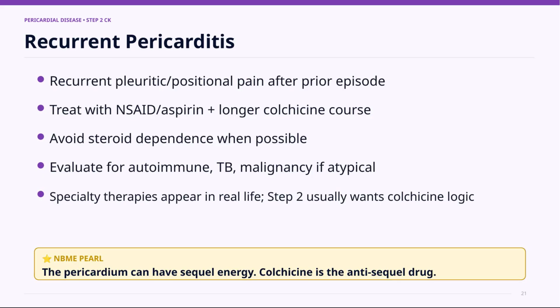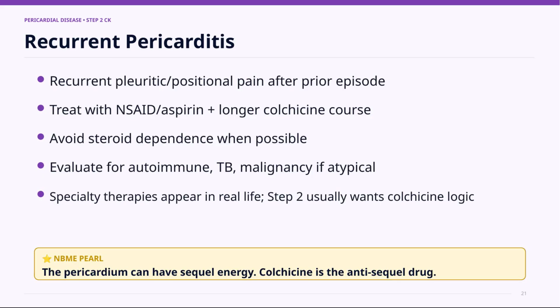If it's acting atypical, evaluate for autoimmune disease, TB, or malignancy. In real life, there are fancier specialty therapies, but for Step 2, they usually just want your colchicine logic. NBME Pearl. The pericardium can have sequel energy. Colchicine is the anti-sequel drug.